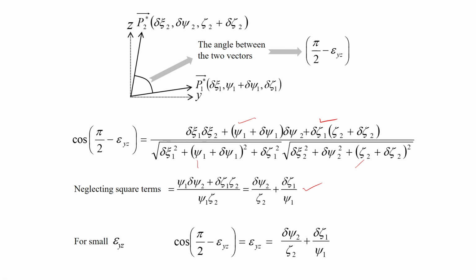So, this we are obtaining by using only the linear terms. So, for small epsilon ij, essentially we have this delta zeta 2 by delta psi 2 by zeta 2 plus delta psi 1 by zeta 1 by psi 1.